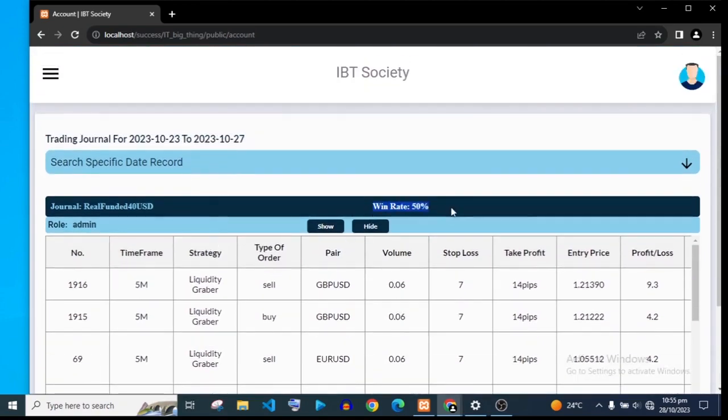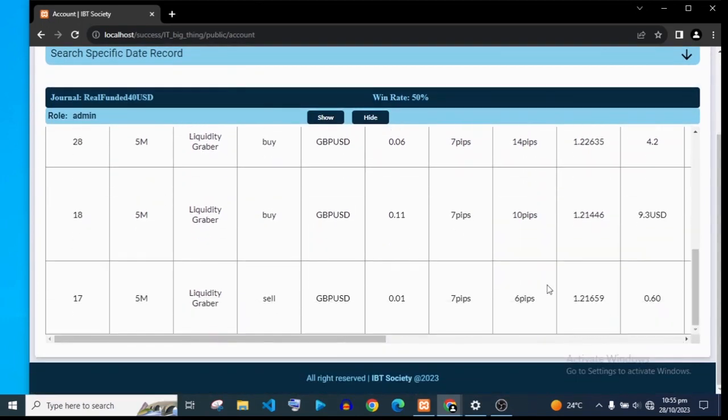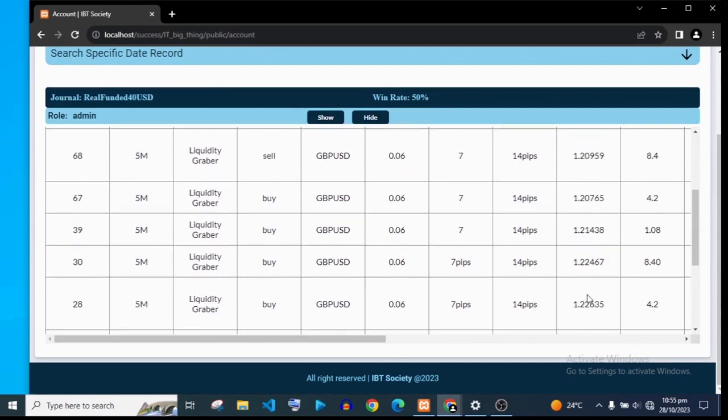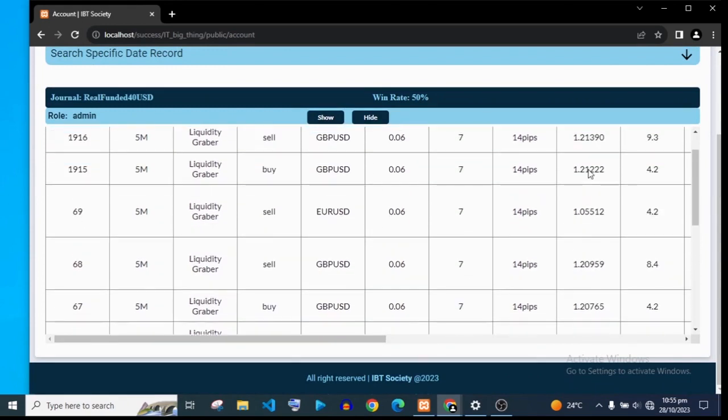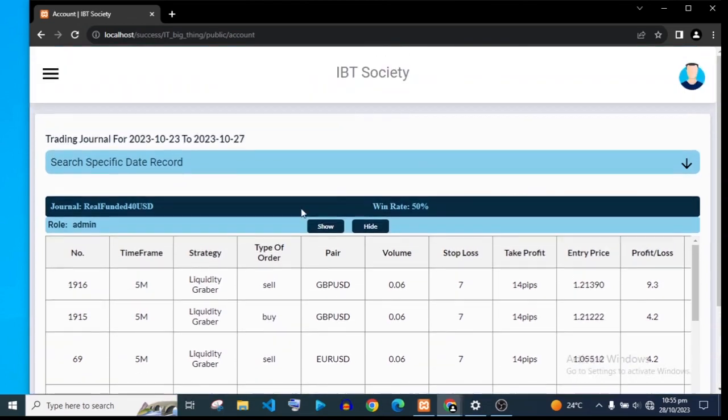So my win rate for this week is 50%. So it means I think up to 10 trades. Let's count: 1, 2, 3, 4, 5, 6, 7, 8, 9, 10. Okay, out of 10 trades I won 5 and I lost 5. So that is it, and as you can see I am still profitable.